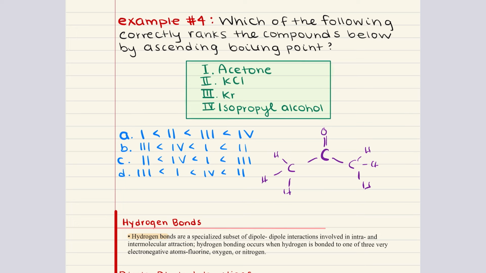Acetone is a polar molecule with a significant dipole moment due to the carbonyl group. It exhibits both dipole-dipole interactions as well as London dispersion forces, but it does not engage in hydrogen bonding because it lacks a hydrogen atom that's actually attached to a highly electronegative atom like oxygen, nitrogen, or fluorine. So keeping that in mind, it probably has a moderate boiling point, but we don't know what we're comparing it to just yet. So we'll keep that in mind. For acetone, dipole-dipole and London dispersion forces.